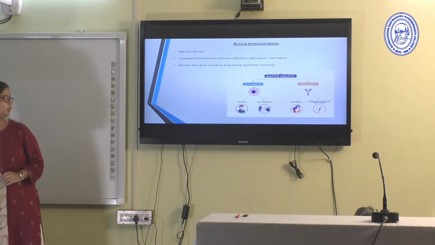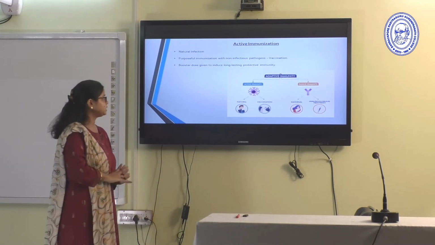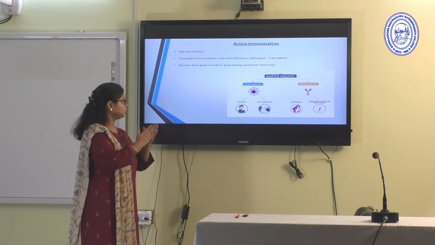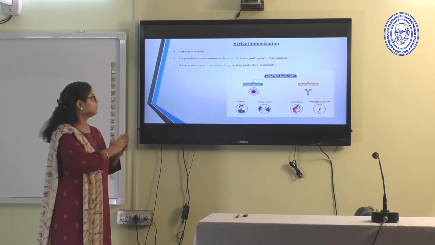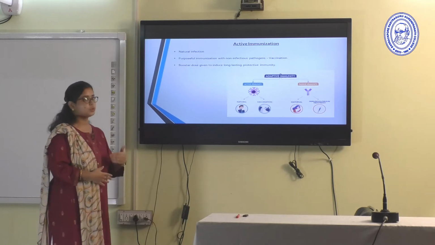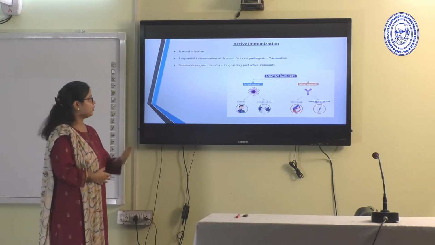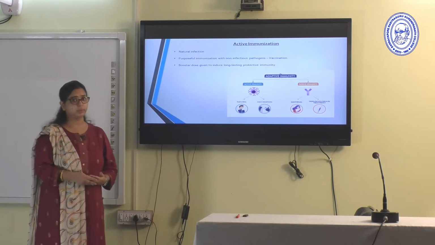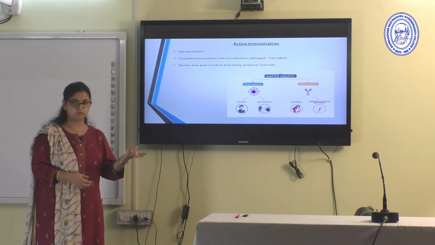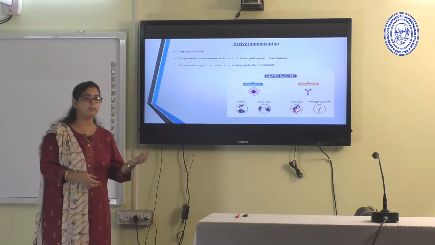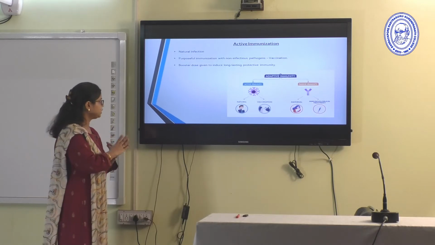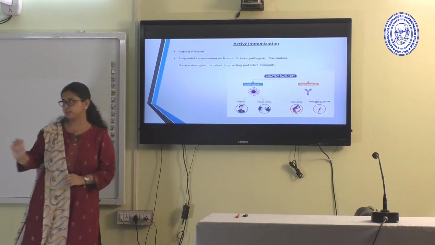So let's move on. This is active immunization. As we have already discussed, active immunization can come from a natural source, that is through infections or regular cold and cough, where the body is growing its own antibodies, and via vaccination, where from outside we are giving microorganisms in dead or weakened form, and our body grows antibodies against them. So this is active immunization.